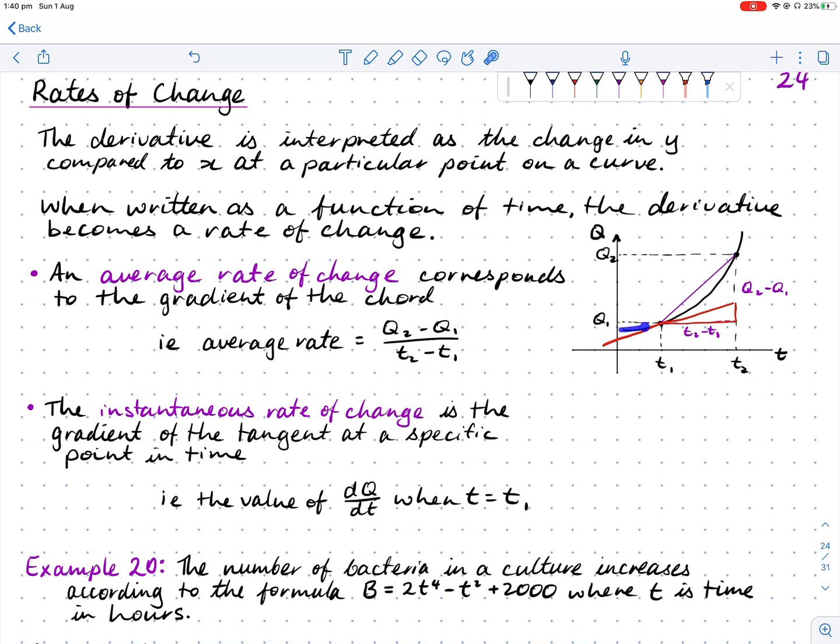So initially, it's growing quite slowly, and you can see that in the flatness of the curve, but then as time passes, it's growing faster and faster. So to work out the instantaneous rate of change, you're looking for the gradient of the tangent at that particular point. So what we're looking for is the value of dq/dt when we have that particular time. So what we need to do there is differentiate q and then substitute the time in.